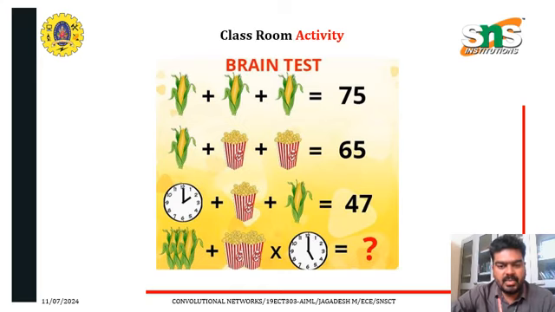Here there is a puzzle, a brain test. Find out the value for the last image. Corn and popcorn are there, and the clock. So what would be the value here? Discuss with your group mates and find out the value.